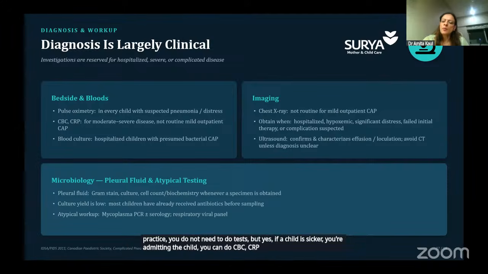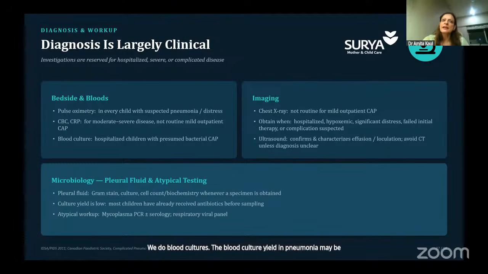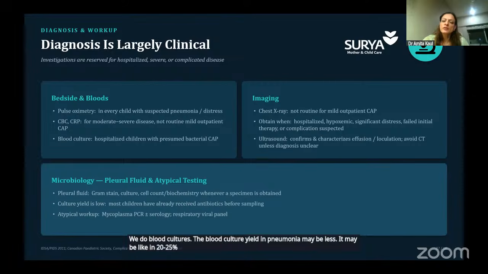Blood cultures are also important in hospitalized children. On an OPD basis, we generally don't do blood cultures when we suspect pneumonia. We just clinically diagnose pneumonia and probably start antibiotics. But if you're hospitalizing a child, we do blood cultures. Blood culture yield in pneumonia may be less. It may be like in 20-25% of cases of pneumonia, you may grow something.